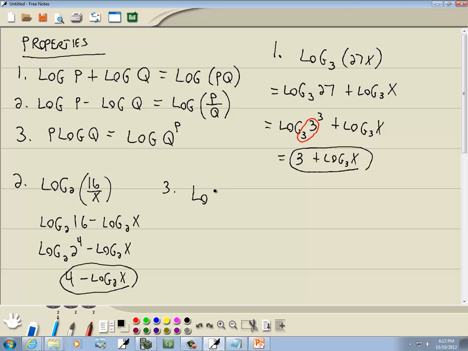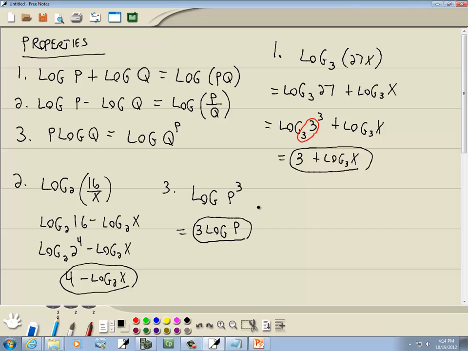In this one, we have log of p to the third. Property 3 says if you have a power, you can take that power and put it out in front of your log. So this becomes 3 log p. Our goal on these is to get the log x, log y, log z, whatever variable we have, by itself. You don't want it mixed up into all this. You just want a single x here if you can, or single y, or single z, or whatever variable.